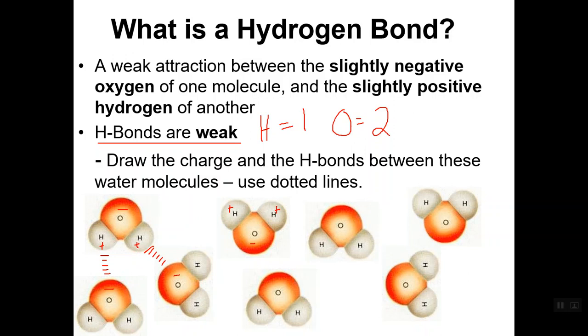We can't put a hydrogen bond here because this hydrogen has already maxed out. It already has its one bond, so it's busy. But let's see, we can do this. We can put one here because oxygen can handle two. So now it has one and it has another one. Let's see, where else can we put one? We can put one here. We're not going to put one between the oxygens. They're not going to attract each other.